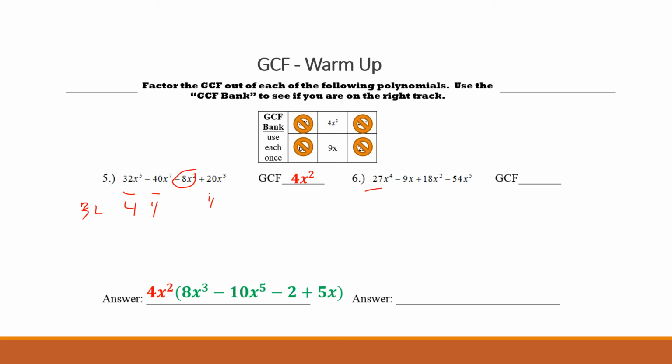Same here, we have 4 different things. Start out with the 9 and see if it goes into 27, yes, 18, yes, 54, yes. So I know I can use that 9. The variable is actually the easier part. Okay, so you're done with your warm-up. You should be now switching to the stapled packet.